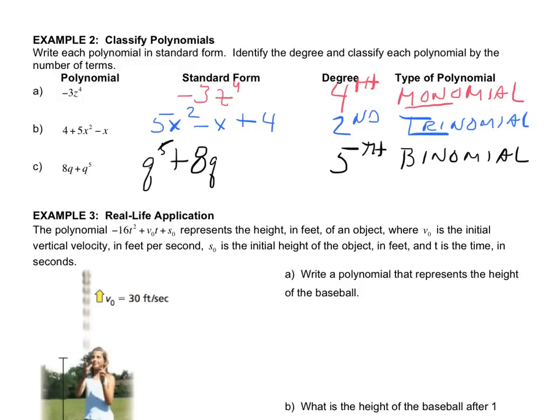And again, the prefix bi means two, like bicycle. So bisect means we're cutting something in half or in two pieces. So binomial would be two terms.